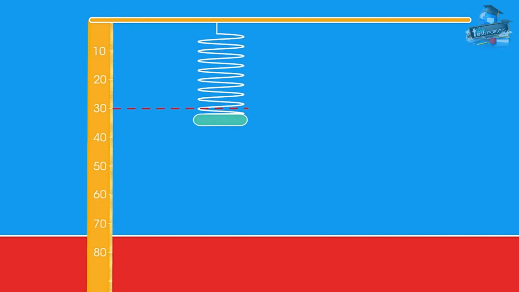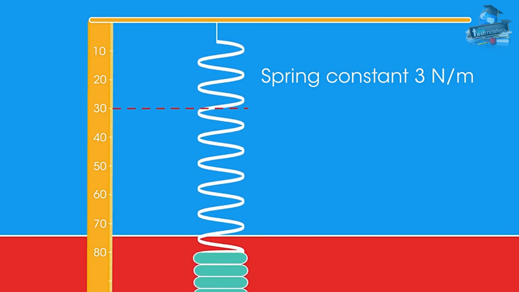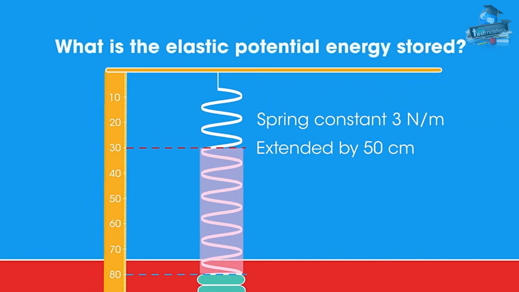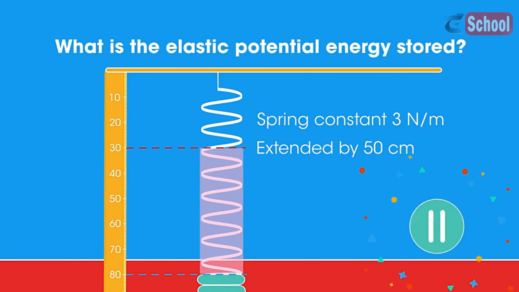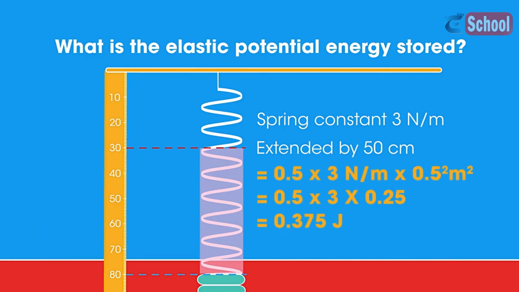Let's try applying this. A spring is stretched. It has a spring constant of 3 newtons per meter. It's extended by 50 centimeters. What is the elastic potential energy stored by the spring? Pause the video while you work it out. How did you do? So that's everything you need to know about the springs and their extension.